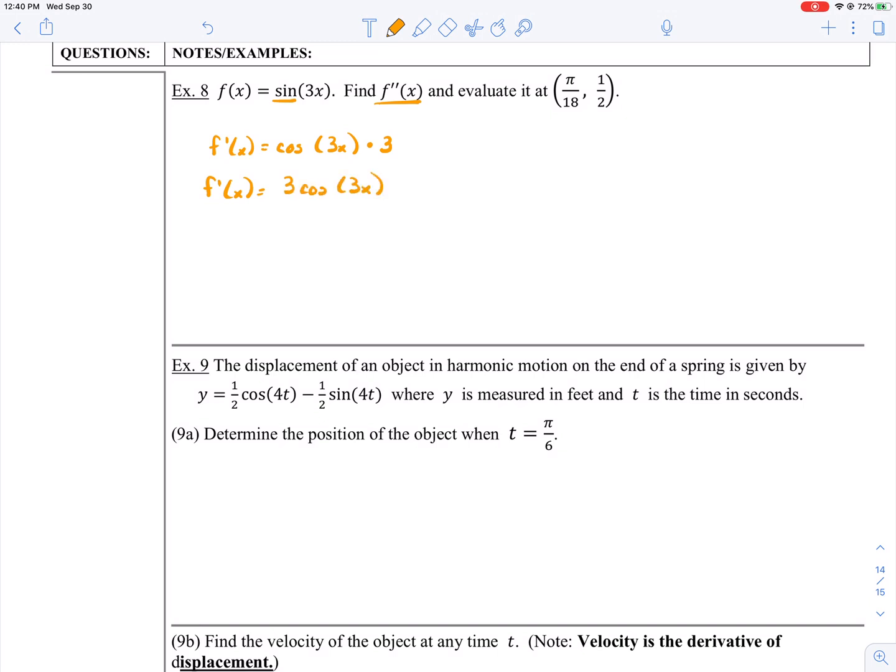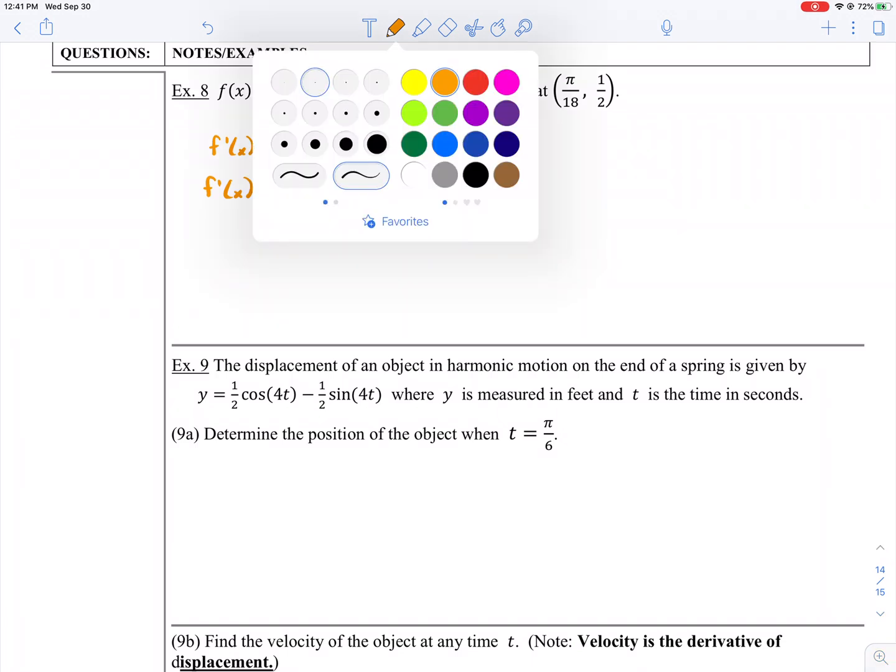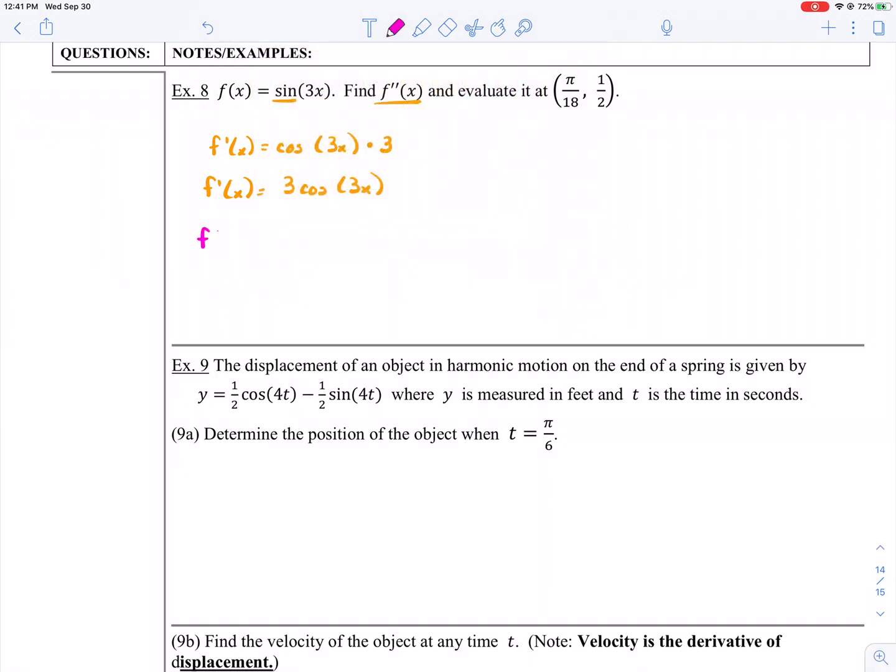But that is not what the question wanted me to find. It wanted me to find the second derivative and then, of course, evaluate it. So the second derivative, this is still a chain rule. Don't just automatically assume that it's going to be the exact same thing. I'm just going to go, oh yeah, I'm going to take the derivative of cosine as negative sine. You still have to apply a chain. There's an inside and an outside.